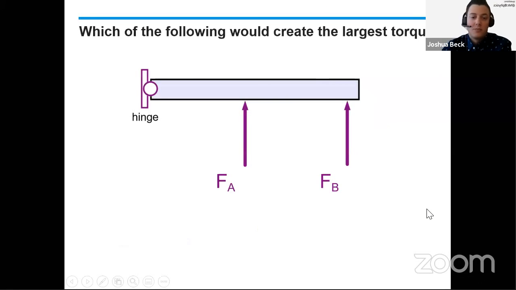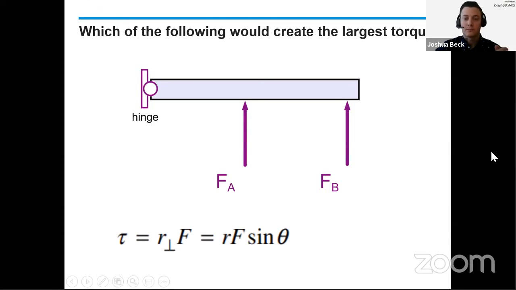So let's look at a couple examples here. I don't want you to draw this, okay? Don't take the time to draw this. This is just going to be two quick hits, and then we'll get into some actual visual examples you can draw. Here I've got a beam of some sort, it's got a hinge. Imagine kind of an aerial view looking down on a doorway. I want you to decide which of these following would create the largest torque. I've got FA and I have FB.